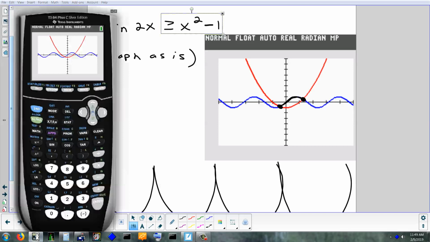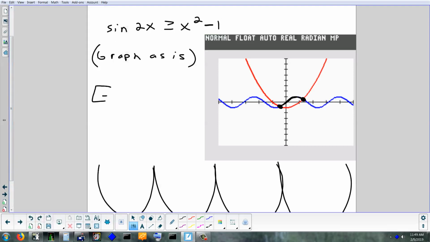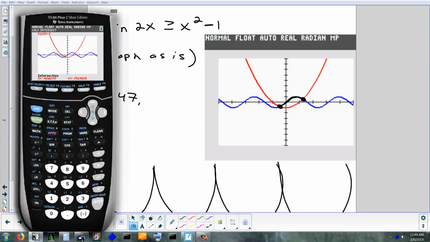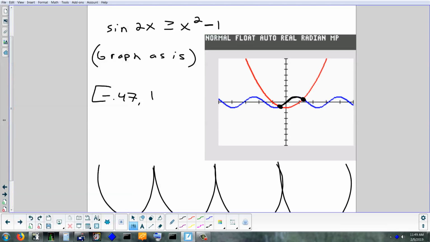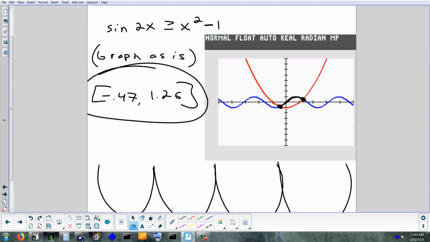Okay. So at this point now, it's just calculating a couple intersects. So -0.47. I put a bracket because it's equal to. 1.26. You already got it? 1.26. Thank you. Don't put plus 2 pi or anything, because that interval doesn't repeat again off the screen. The red parabola doesn't repeat off the screen. Okay. Questions on that one?